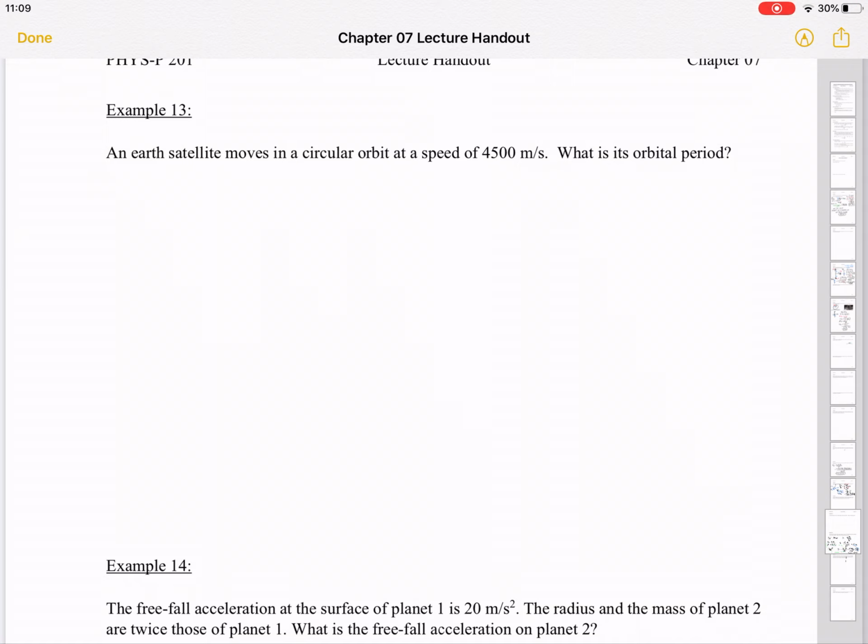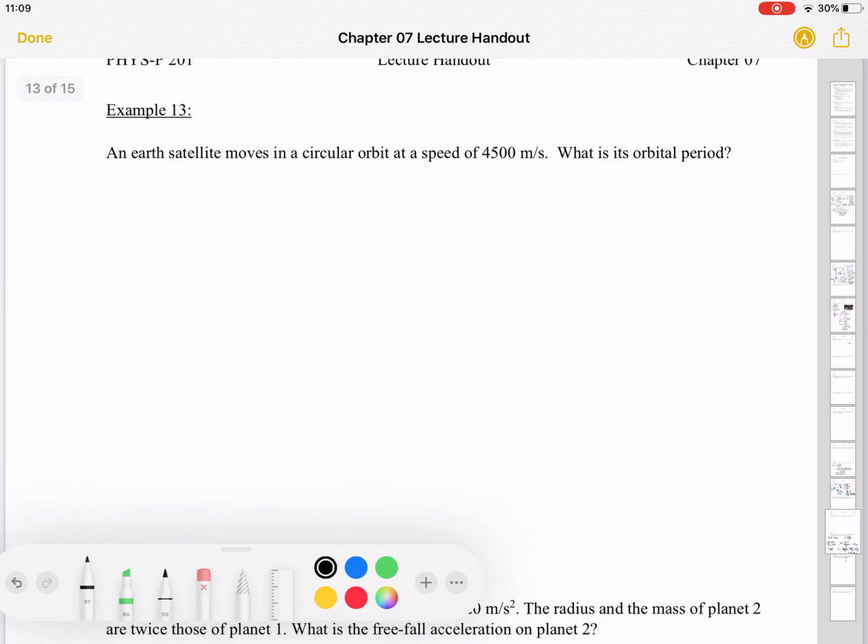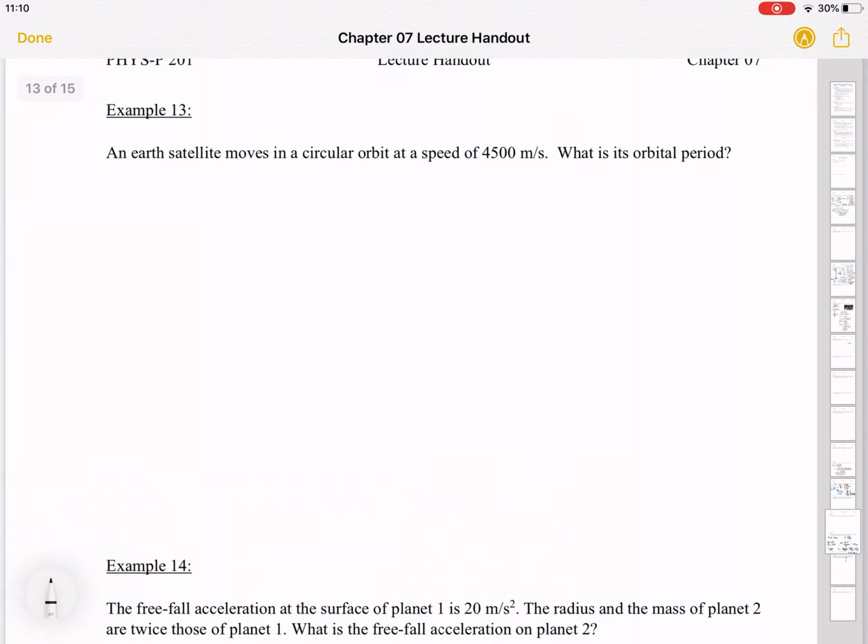Okay, so we can draw a picture. An Earth satellite. We don't necessarily mean a literal man-made satellite we put out there. Satellite in this sense just means something that orbits something else. That said, I'm going to draw it as an actual satellite because why not?